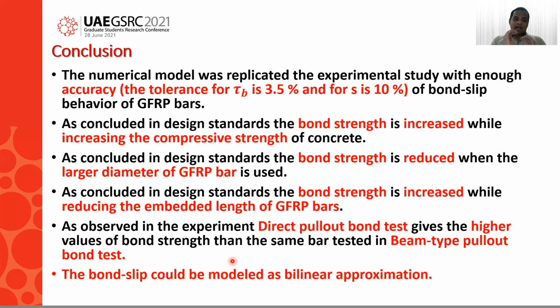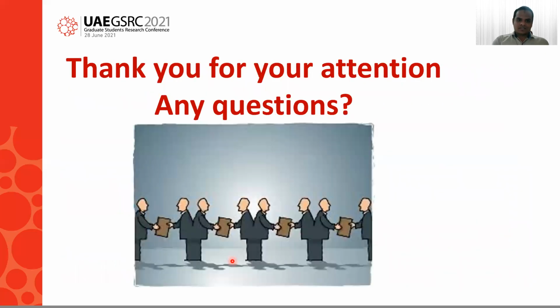Especially, as concluded in previous studies, the direct pullout test gives slightly higher values compared with the beam-type pullout test. This was also concluded by many researchers previously. I also got the same result from the finite element models. Finally, the bond-slip behavior could be modeled as bilinear approximations, as I mentioned in my previous slides. So thanks a lot.